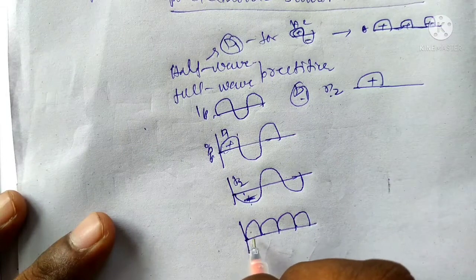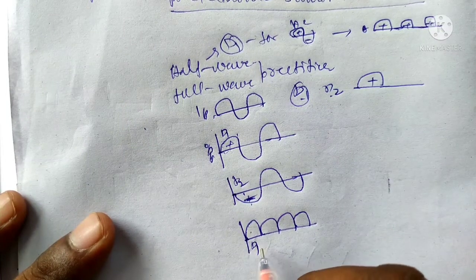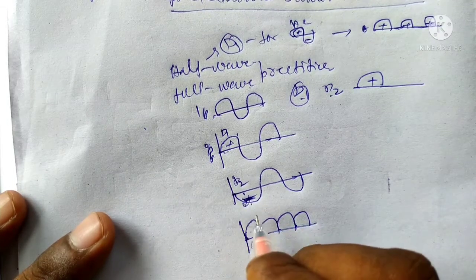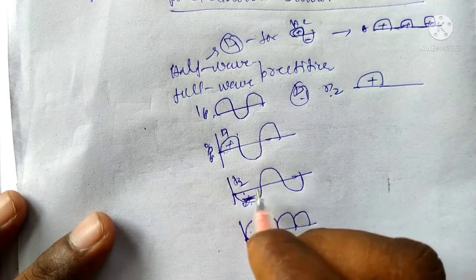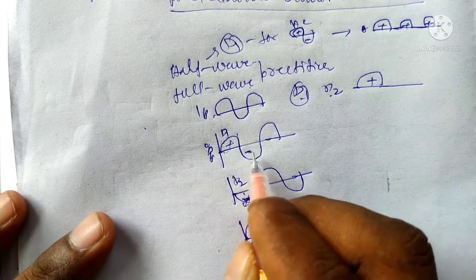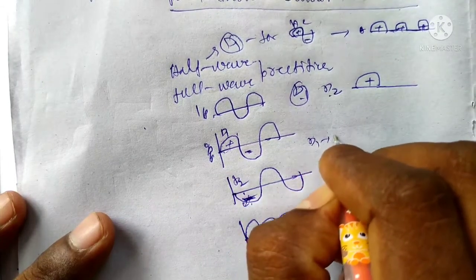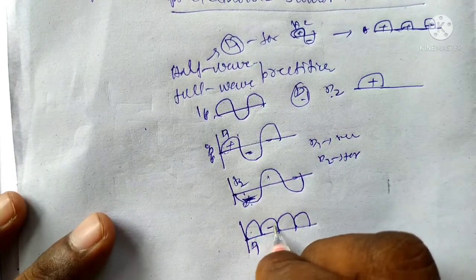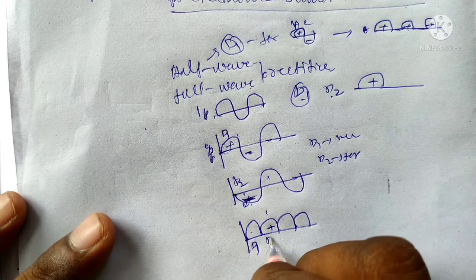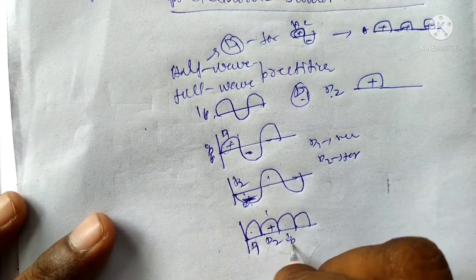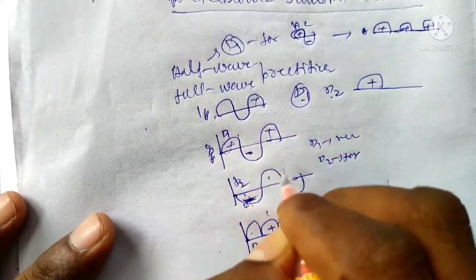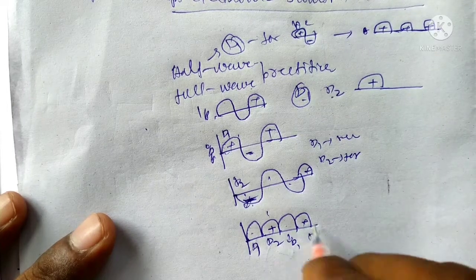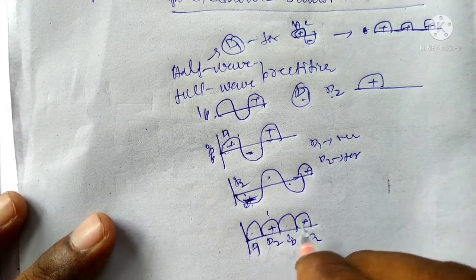We get the output voltage due to the first diode, D1. In the negative cycle, the current is 0 and the voltage is also 0. In the next half cycle, D1 is reverse biased and D2 is forward biased, so we get output due to D2. Next it is due to D1, then next due to D2, like this. D1 and D2 together produce the full waveform.